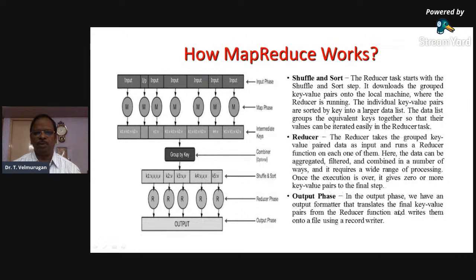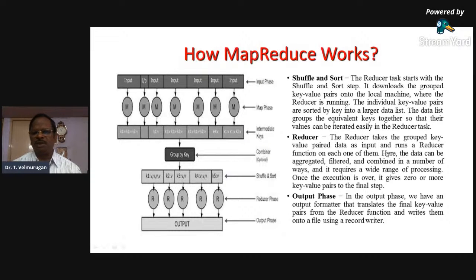What is the work of the shuffle and sort? The reducer task starts with the shuffle and sort step. It downloads the grouped key value pairs onto the local machine. Then it should be shuffled. Shuffled means you can shuffle the information, the records, or sort the information in ascending or descending order.